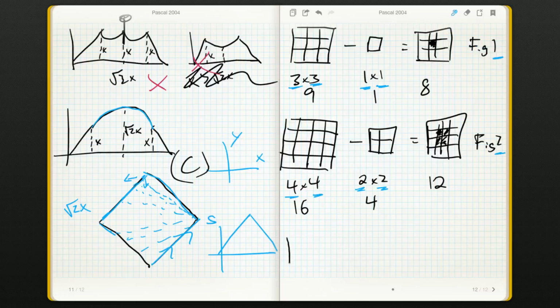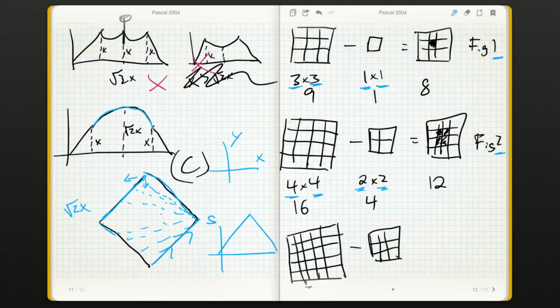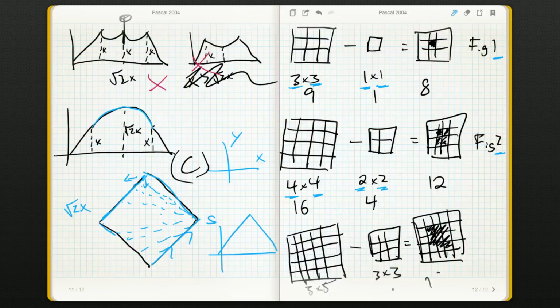Okay, we could go one step further, although hopefully most people out there are seeing the patterns. 1, 2, 3, 4. Doesn't have to be exact. So now we have a 5x5, which has 25 squares, and a 3x3, and that leaves us with 25 minus 9 is 16. Okay, and that's figure 3.